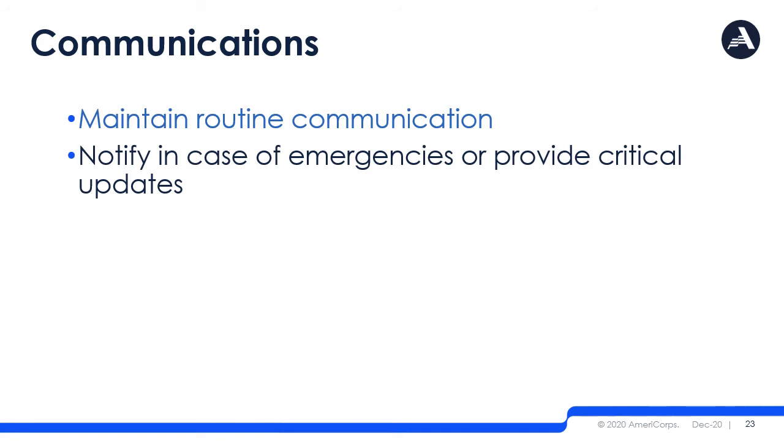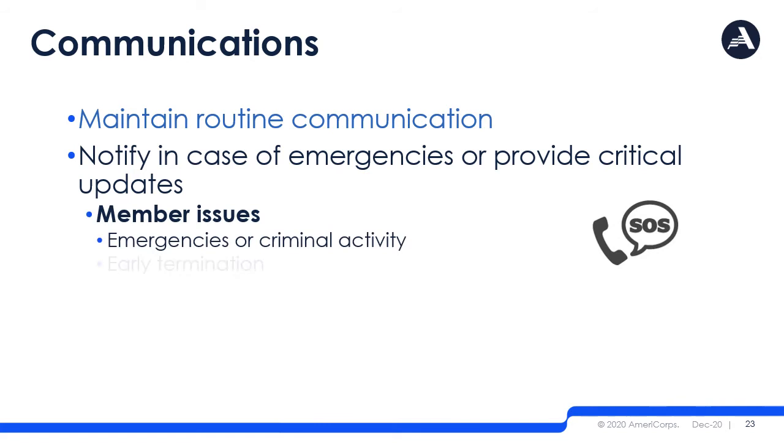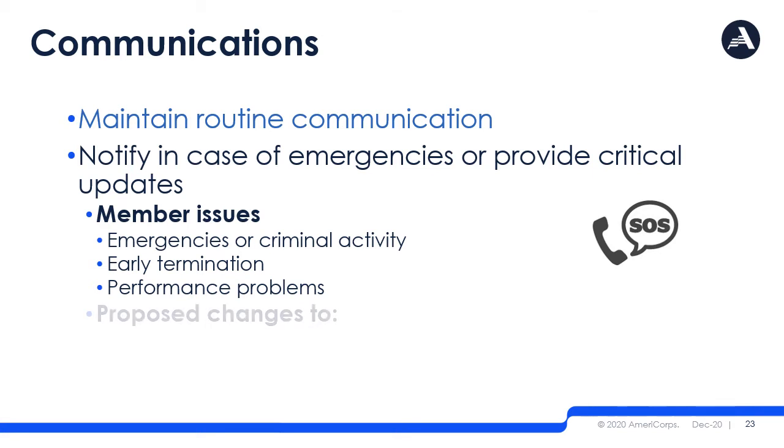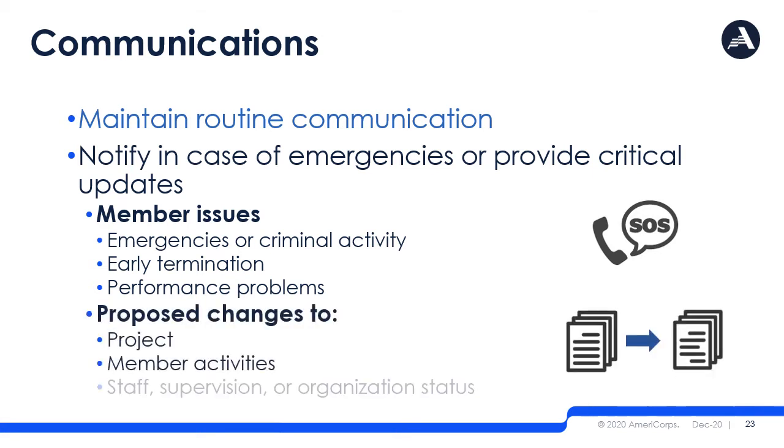There's also some news that shouldn't wait until your next progress report. Notify your AmeriCorps regional office right away about emergencies like member hospitalizations or arrest, as well as any acute or chronic challenges with member performance or conduct. Also, talk to your AmeriCorps regional office about proposed changes to your project goals and member activities. That is, any changes to the VISTA assignment description, as well as shifts in staffing, supervision, or organization status.